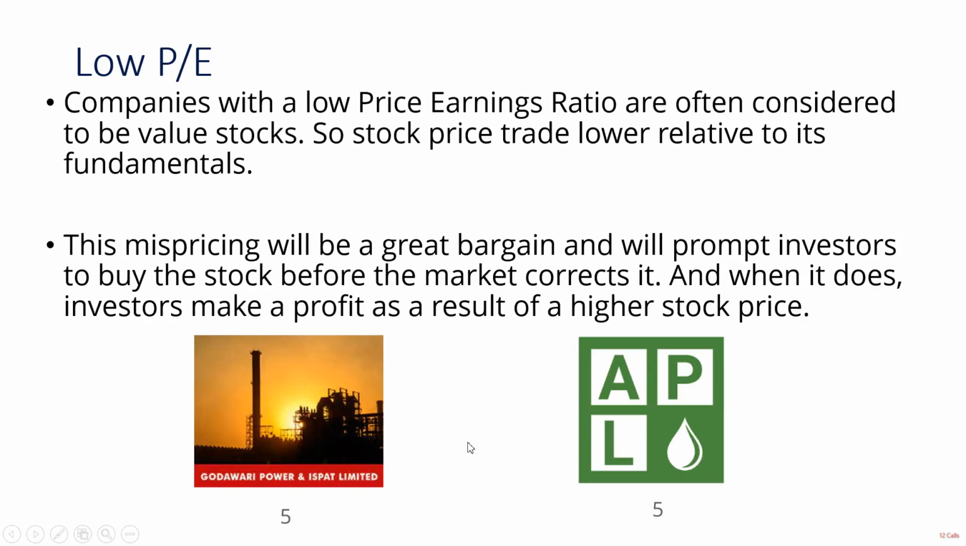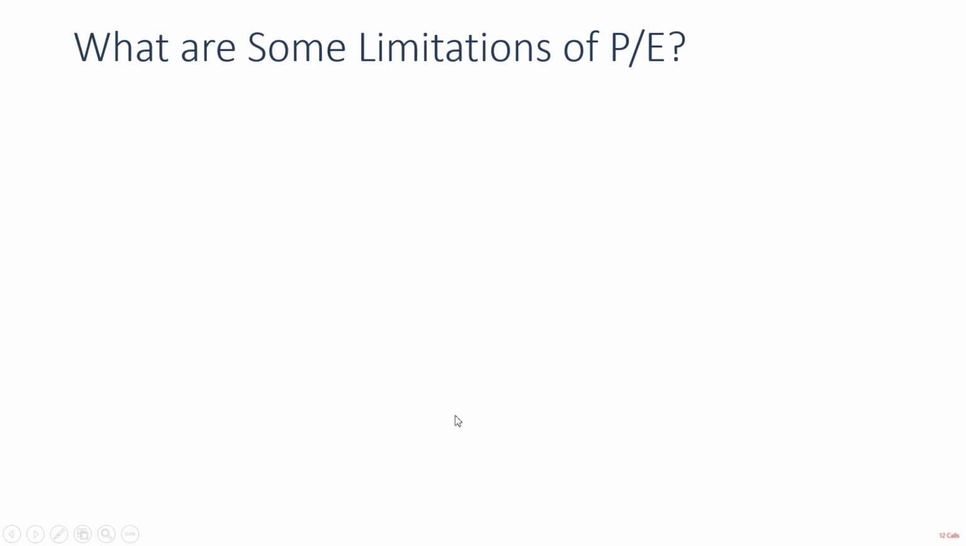Some of the examples of low PE are Godavari Power and APL. They are just trading at 5 times of their earning. Now I'm not saying these are value company, but I'm just telling that these are very cheaply available. Of course, like other parameter, PE also will have some limitation. So let's look into PE limitation.